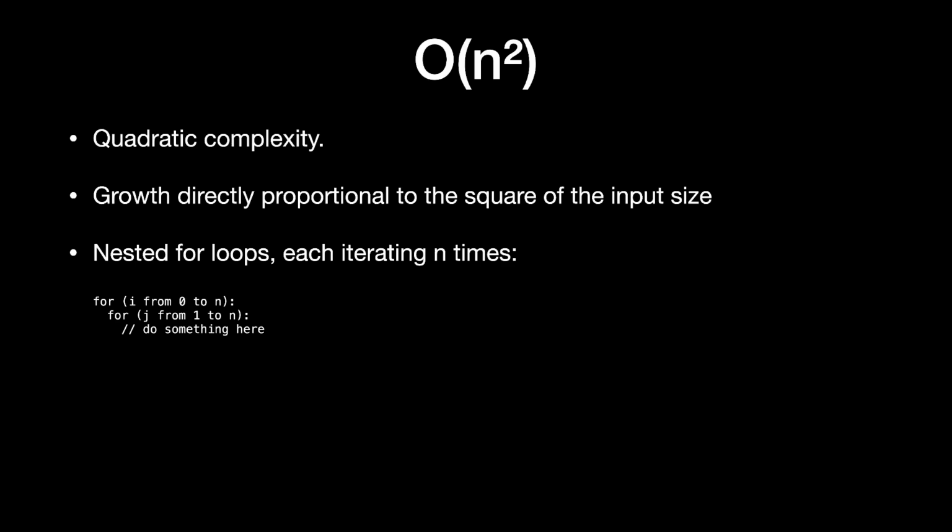Next, we have a big O of n squared, or quadratic complexity, where the growth is directly proportional to the square of the input size. The giveaway in code is you'll see nested for loops, each iterating n times. For example, looking at the pseudocode, we can see that the outer loop iterates n times, whereas the inner loop iterates n-1 times, thus overall giving us a complexity of big O n squared. Examples would be selection sort or insertion sort.